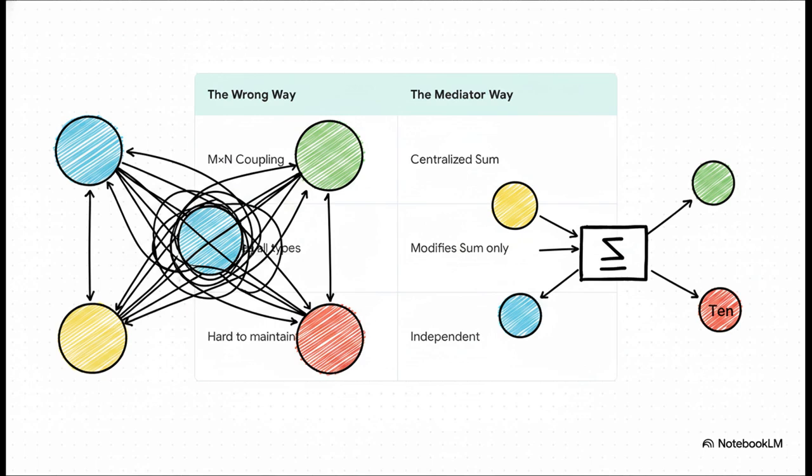But the mediator way? It uses a single central sum function. The number 1 no longer directly connects to the number 2. If you add 10, you only connect it to that central sum function. Your individual components remain completely independent and blissfully ignorant of one another.